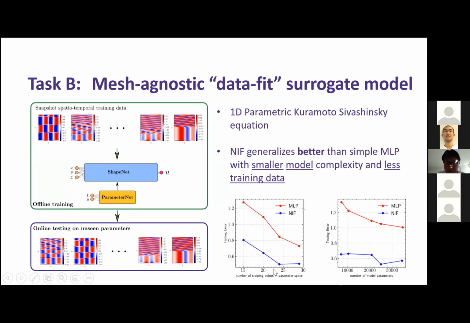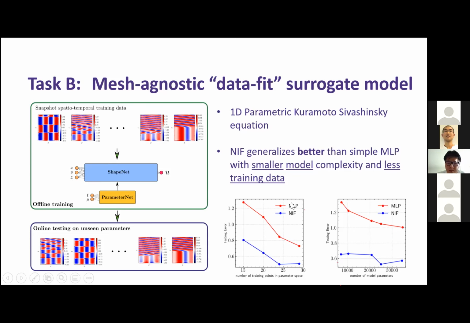When you are doing these kinds of data-fit surrogate models, a very naive idea is to take x, y, z, t, mu as the input of a single neural network and output u. You can think of this as a physics-informed neural network, but it's not using the physics information, it's just a surrogate model using the skeleton of a physics-informed neural network. So how does that perform versus my neural implicit flow?